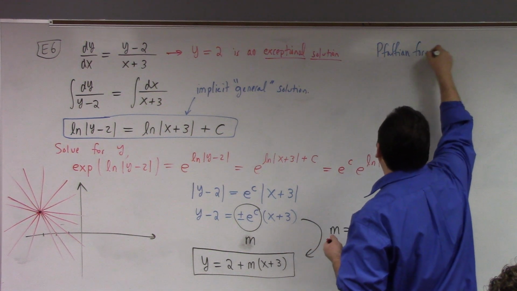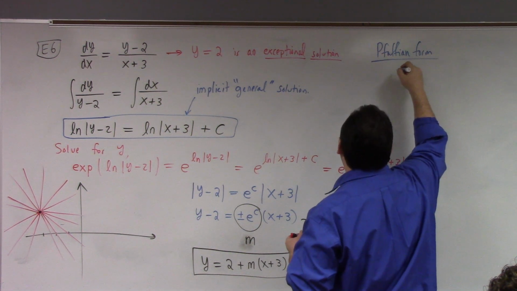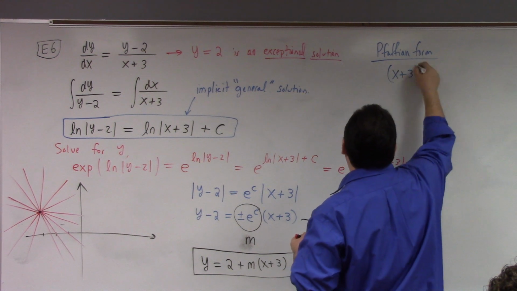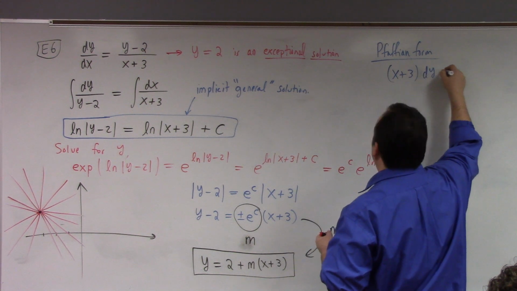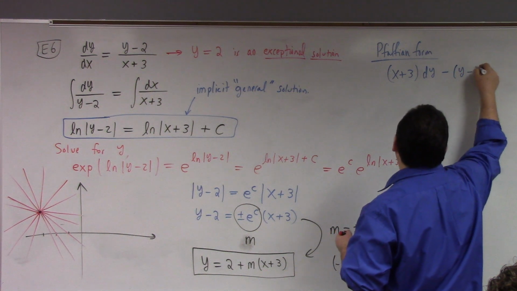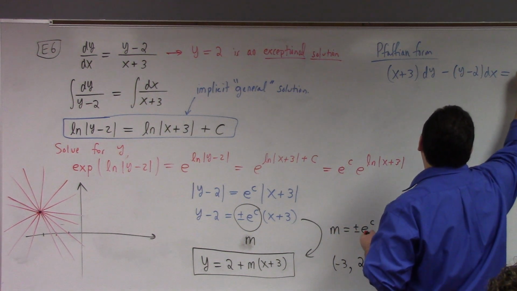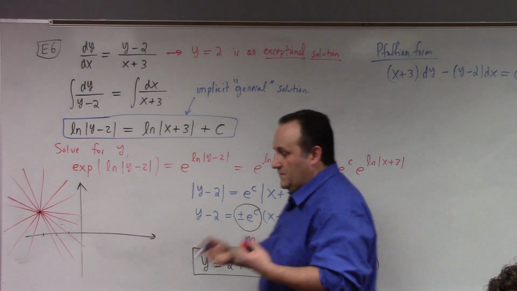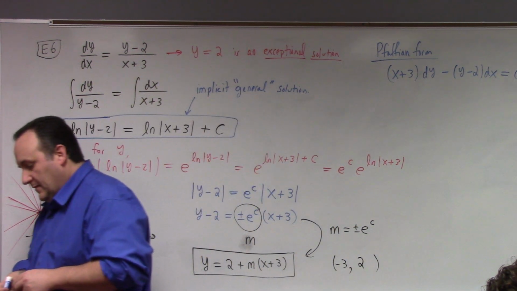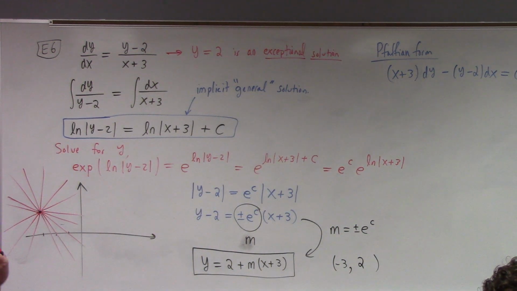The Pfaffian form would look like this: (x + 3) dy - (y - 2) dx = 0. And if you wrote the differential equation in that form, it's technically a different differential equation. That one treats x and y symmetrically, and that one has no trouble with vertical lines.